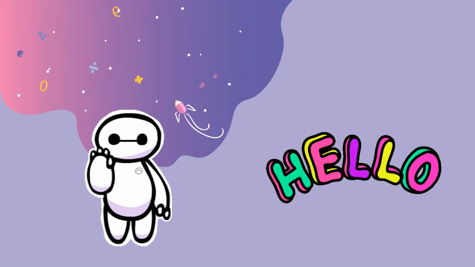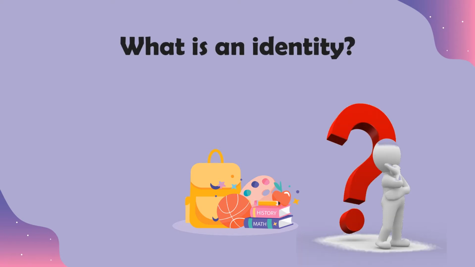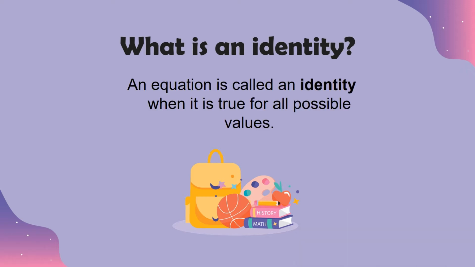Sisimulan natin ang module by defining what an identity is. So, paano natin masasabi kung may identity tayo? So, let us ask the question, what is an identity? Kapag sinabi nating identity ang isang equation, dapat true siya for all possible values. Kahit anong value ang isubstitute natin sa equation niyan, magiging true. That's how we know if it's an identity.